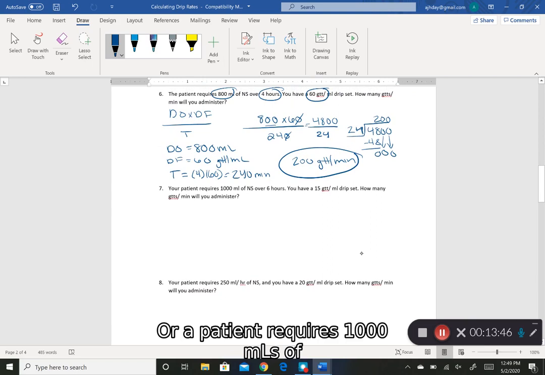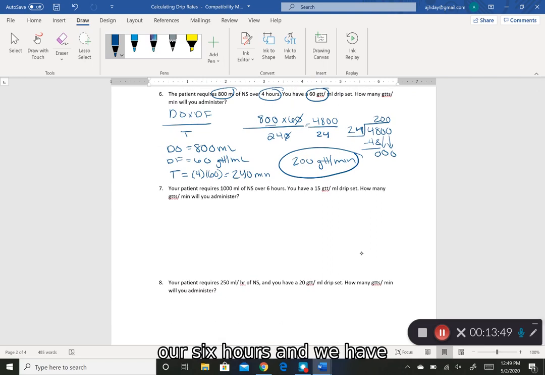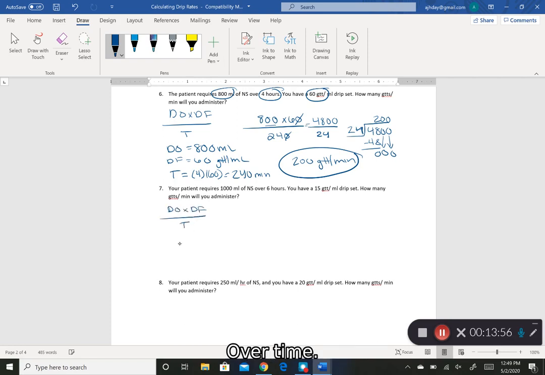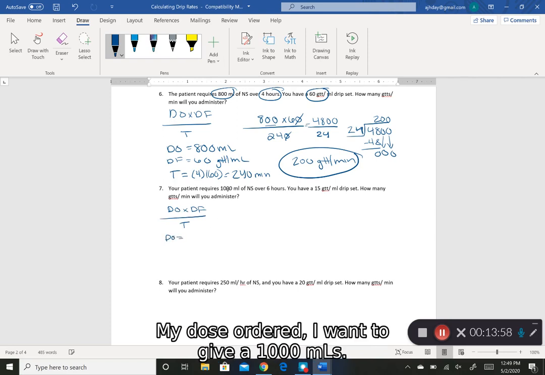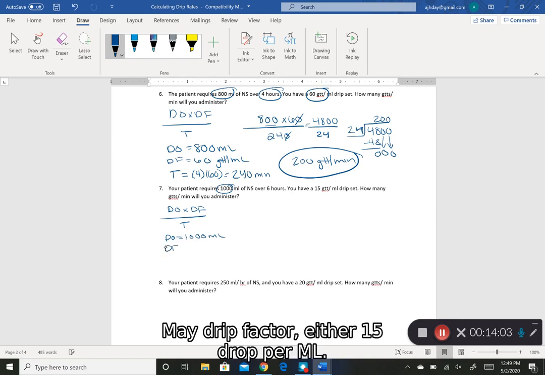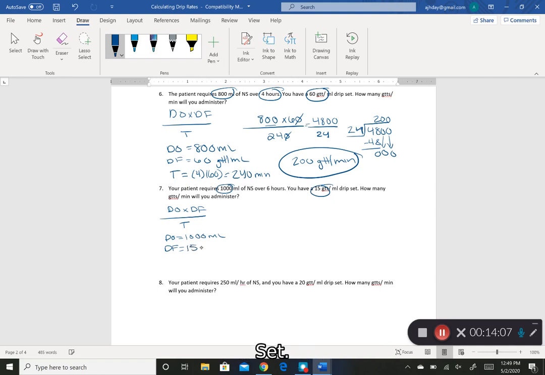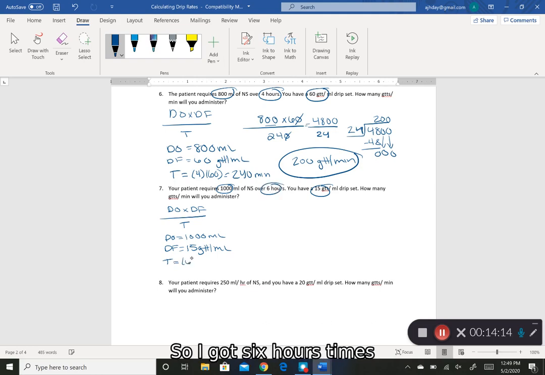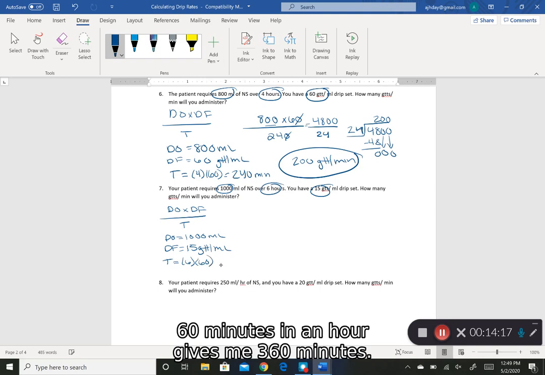All right, patient requires 1,000 mLs over 6 hours, and we have a 15 drop per ml set. So dose ordered times drip factor over time. My dose ordered, I want to give 1,000 mLs. My drip factor, I have a 15 drop per ml set. My time on this one's a little different. I want 6 hours, so I got 6 hours times 60 minutes in an hour. It gives me 360 minutes.